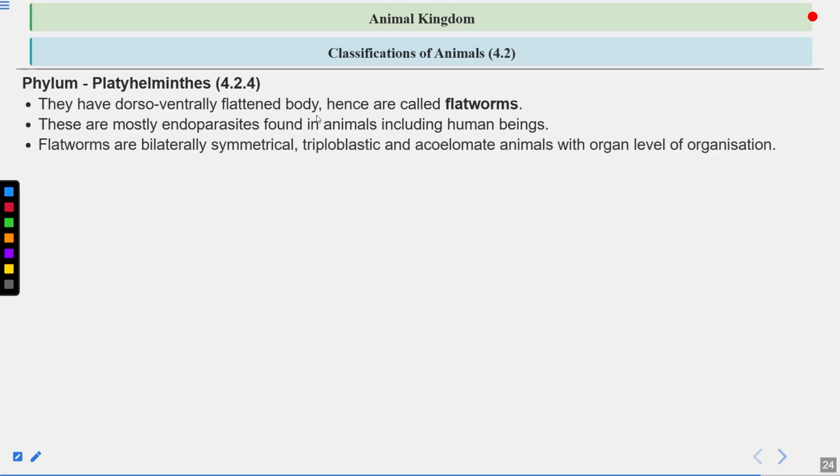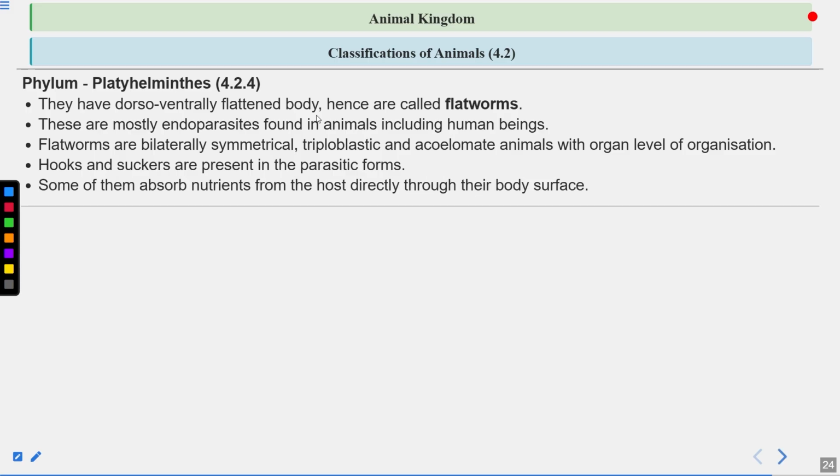Flatworms are bilaterally symmetrical, triploblastic and acoelomate animals with the organ level of organization. They show the bilateral type of symmetry. Triploblastic means we see 3 germinal layers in the case of Platyhelminthes. Acoelomate animals, no body cavity, and they exhibit the organ level of organization. Hooks and suckers are present in the parasitic forms. They have hook and sucker-like structures.